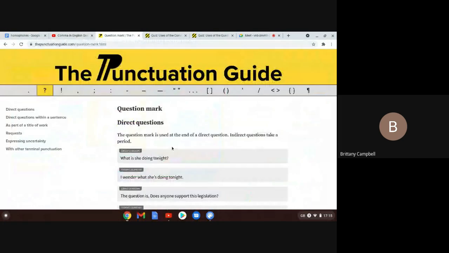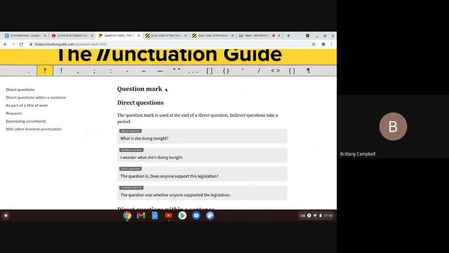All right. So let us look at the question mark. The question mark is used at the end of a direct question. Indirect questions take a period. I know maybe we're wondering what this is. It's a mouthful, right? So let us look at some examples of the direct questions.